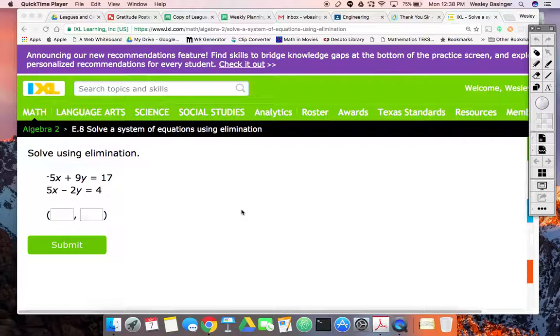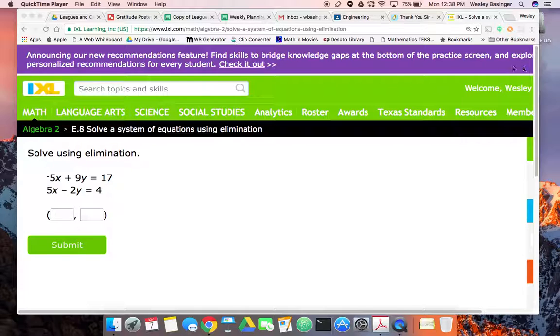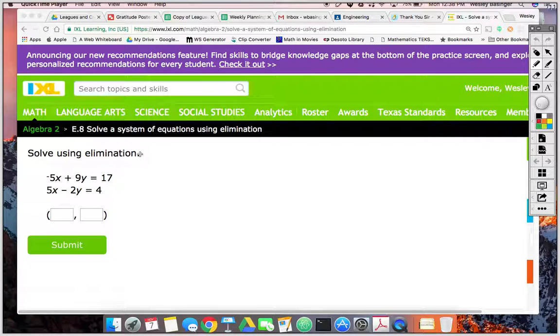Do a little bit of solving with elimination. This is the same skill we've been working on. You'll find that the first couple of these are pretty easy. As you see, they have the negative 5x over positive 5x, so that can cancel. And then you would do 9y minus 2y would make 7y, and then 17 plus 4 would be 21. Dividing both sides by 7, you'll see that y equals 3.